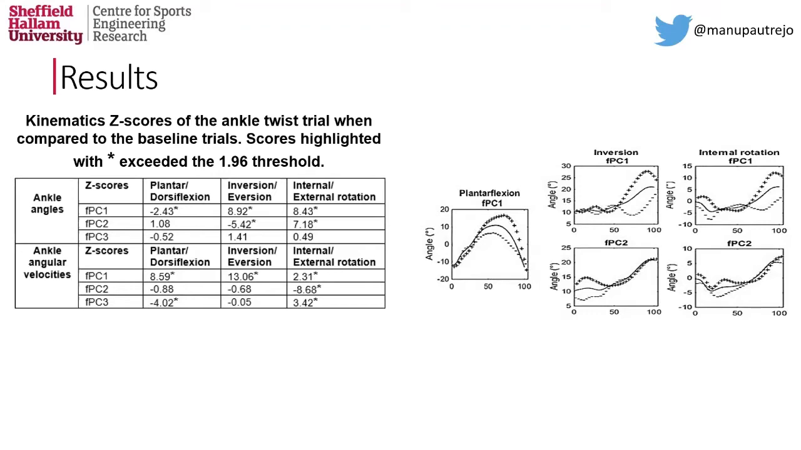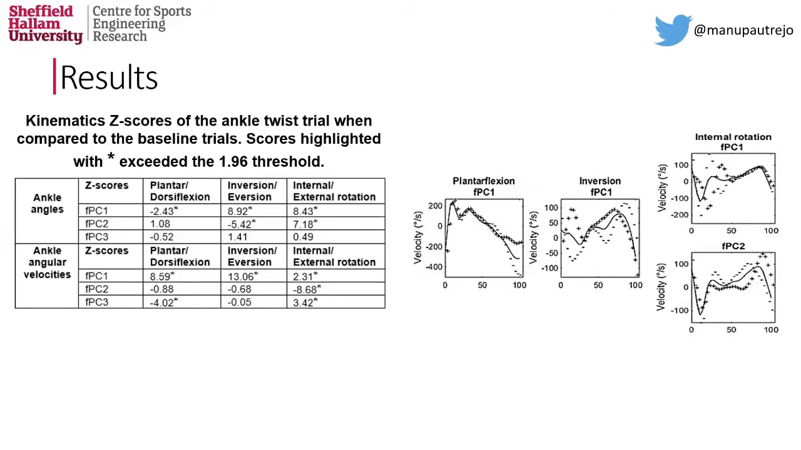Principal component 1 and 2 of internal rotation describe similar increases around the first and the second half of a stance. For the ankle angular velocities, principal component 1 of plantar flexion depicts mainly the sudden increase in velocity towards the end of the cycle. Principal component 1 of inversion describes the two-step increase in inversion velocity. This is also the case for principal component 2 of internal rotation velocity.